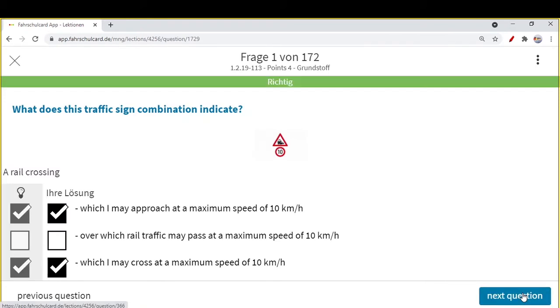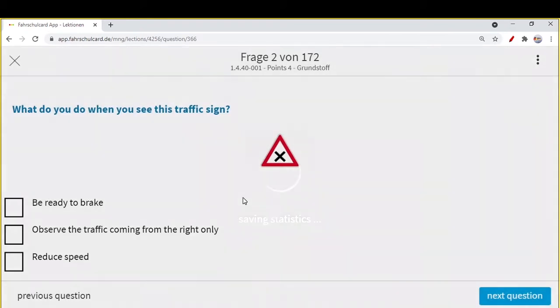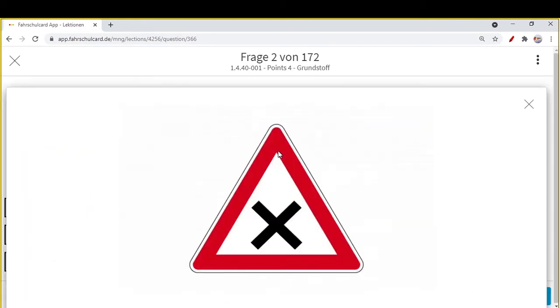Let's move to the next question. Our next question is, what do you do when you see this traffic sign? Maybe if you have covered all the questions of topic number 4 with us, and if you have seen our videos related to the rule right before left, then over there we have also covered this traffic sign, but I will also explain here in detail.